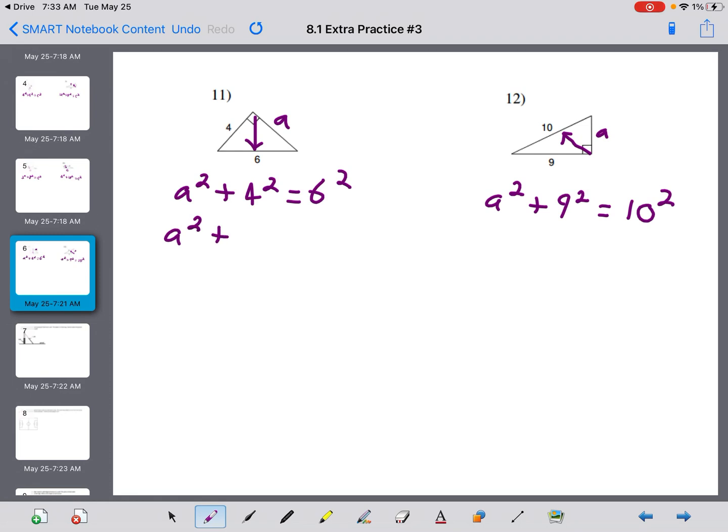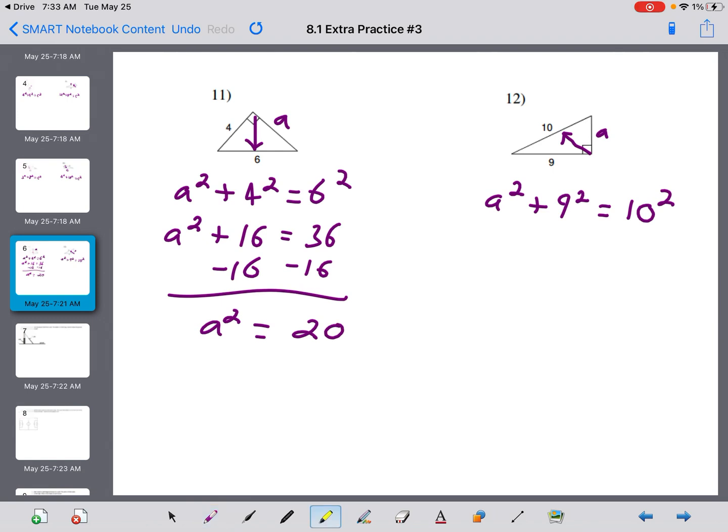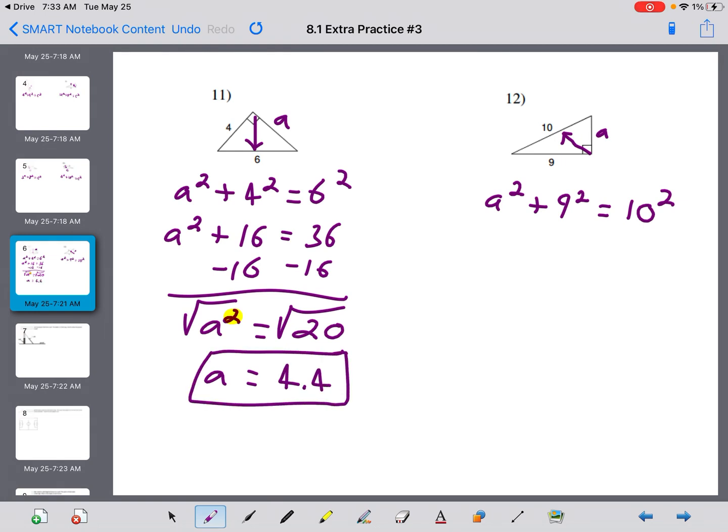A squared stays. 4 times 4 is 16. 6 times 6 is 36. I'm going to minus 16 on both sides, and we get a squared equals 20. Well, just like when we're solving for c, you have to get rid of that 2 with the square root. So a equals the square root of 20, which is 4.47. Okay, number 12 is exactly like number 11. You're going to solve it the same way.